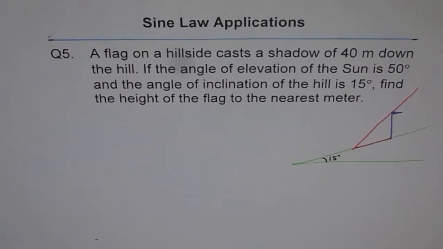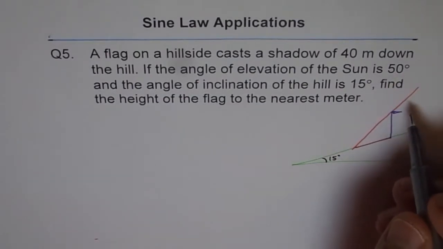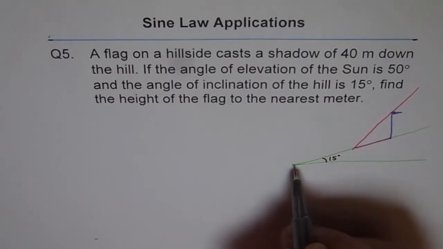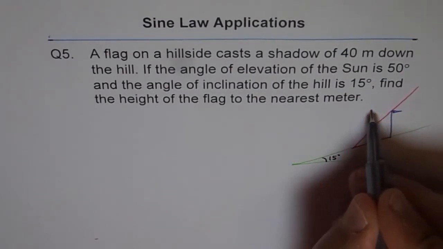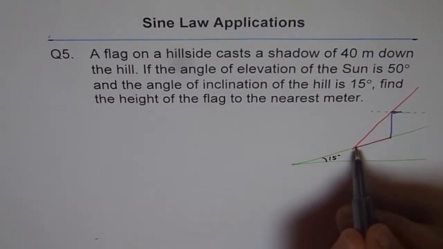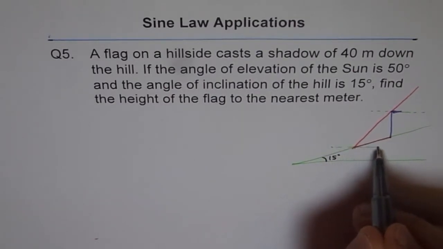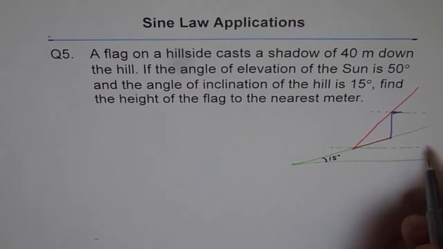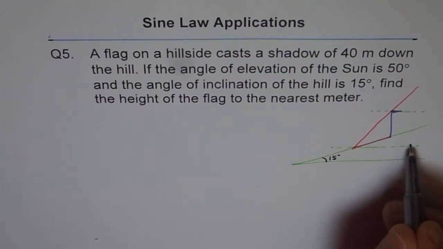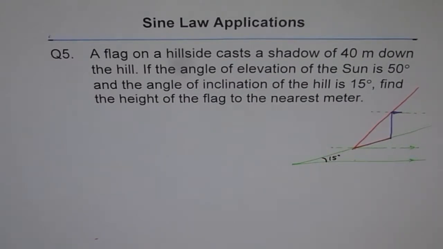Now, whenever we say angle of elevation, it is with the horizontal. So we'll draw a line parallel to this. Do you see that? Parallel to this, and here also a line parallel to this, correct? This line and these lines are parallel. That is parallel to the ground.